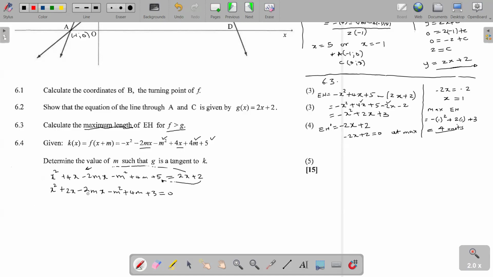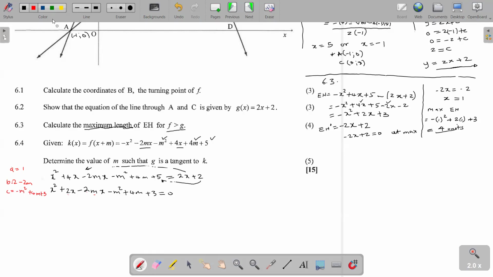So in this case, we are going to identify our terms. So a is the coefficient of x squared. So our a will be equal to 1. Then b is the coefficient of x, which is going to be 2 minus 2m. This part, the coefficient of x. Then the constant, which is c, that one is going to be minus m squared plus 4m plus 3.